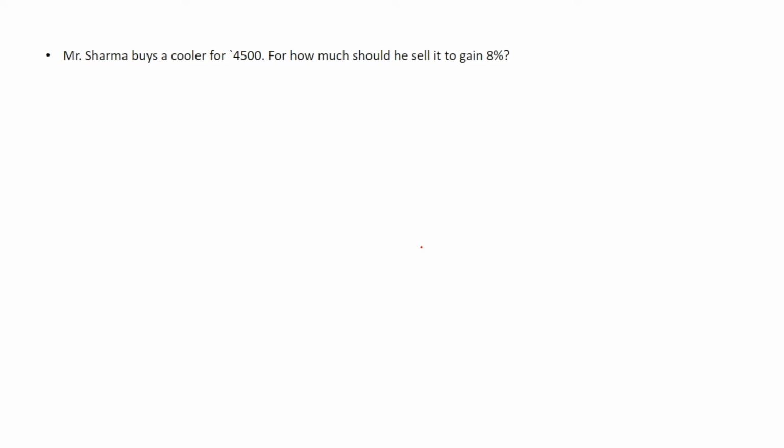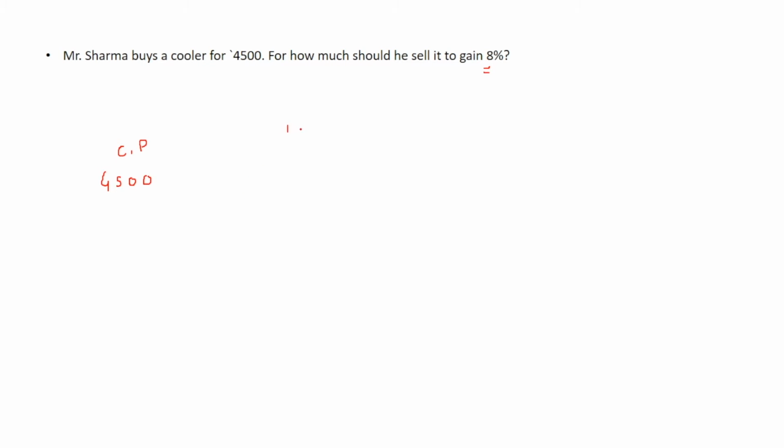So here is a question: Mr. Sharma buys a cooler. Okay, Mr. Sharma buys a cooler for rupees 4,500. For how much should he sell it to gain a profit of 8%? So he bought a cooler, the cost price is 4500, and he needs to sell it at 8% gain.